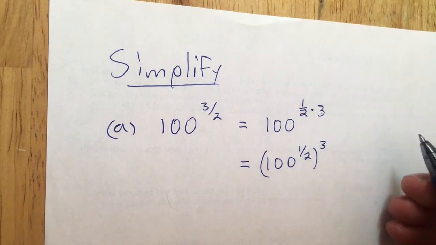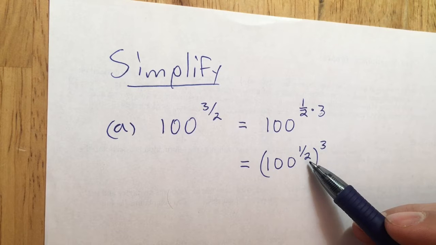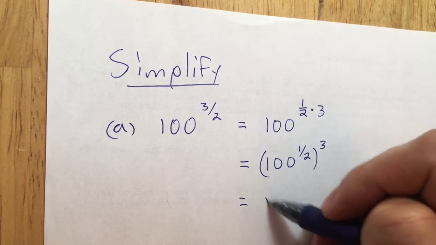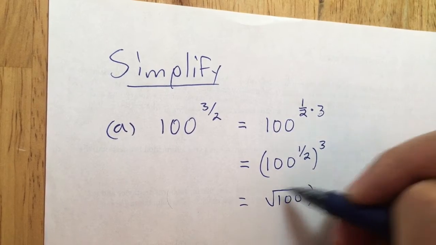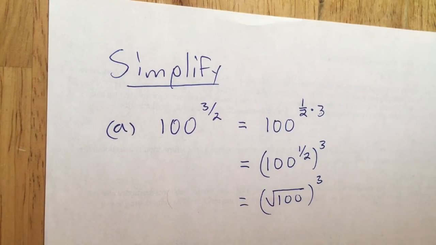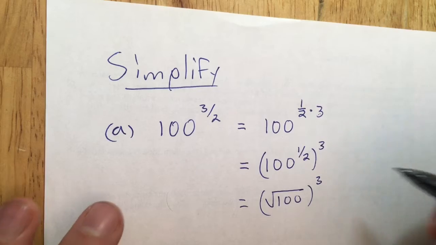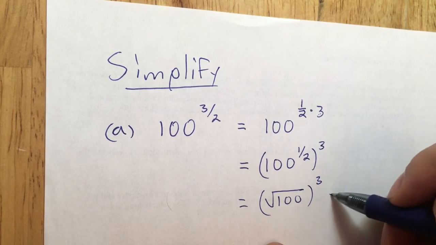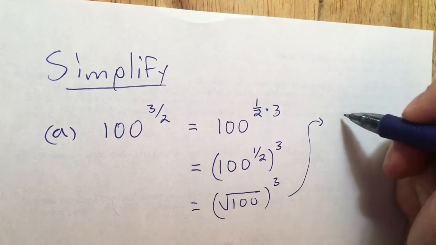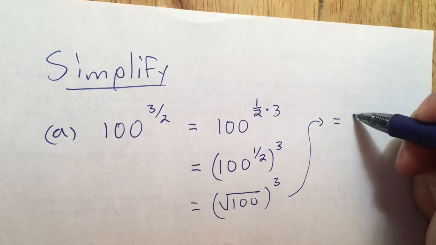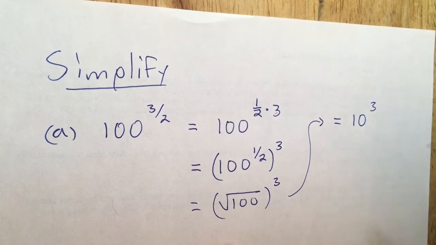Okay, so now what can we do? Well, 1/2 power means square root, right? So this is the square root of 100 raised to the 3rd power. And I know what the square root of 100 is. The square root of 100 is just 10. So this is just 10 to the 3rd power.